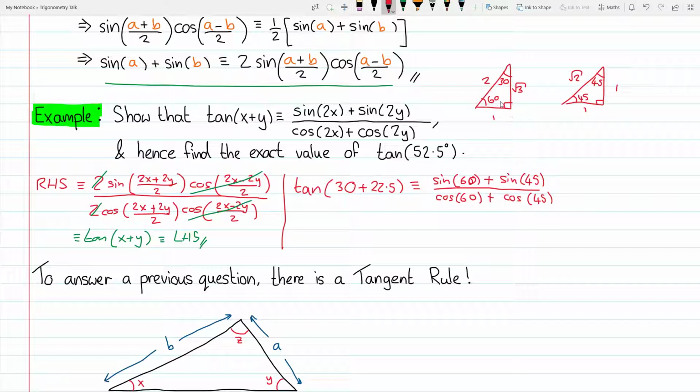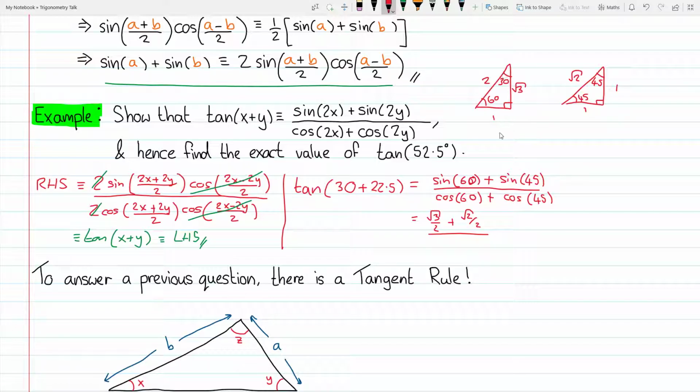So in this case, sine of 60 is going to be opposite divided by hypotenuse. Well, the opposite is the square root of 3, and the hypotenuse is 2. So this is going to be the square root of 3 over 2. Then sine of 45 is going to be opposite divided by hypotenuse, which is 1 over the square root of 2. Or if you multiply top and bottom by square root of 2, you get square root of 2 over 2.